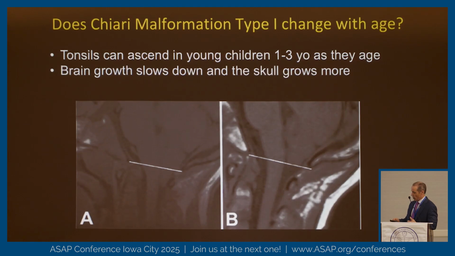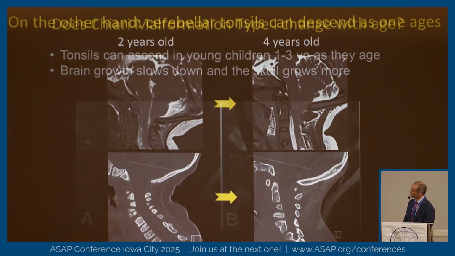After the child gets to 5 years of age, the chance of it ascending is much less likely. This is something we see in really young kids. They may have 5 or 6 millimeters of tonsil descent, and then as the skull grows and the spinal canal elongates, the brain has more room to fill.